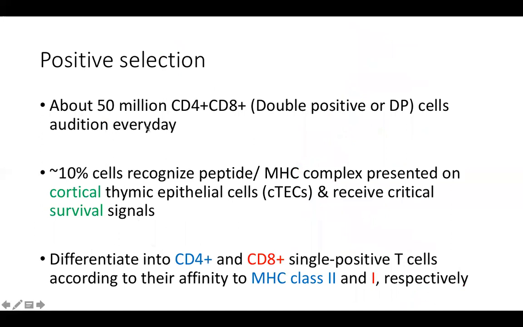So positive selection, I told you, double positive cells will audition, of which only 10% will survive. So they will differentiate either into CD4 positive or CD8 positive depending upon whether they are recognizing MHC class 2 or MHC class 1.